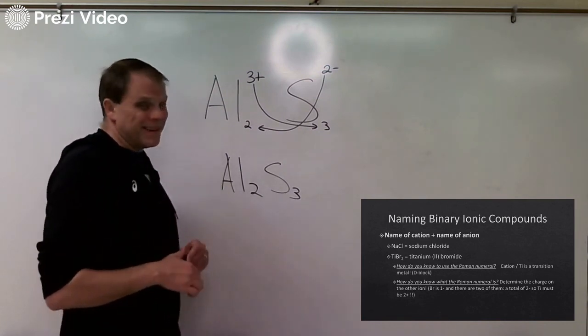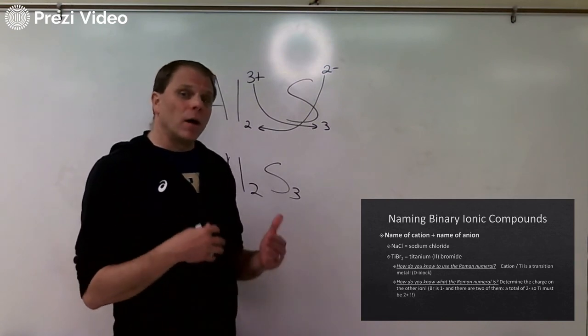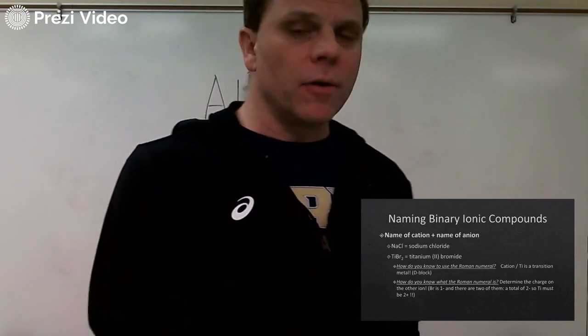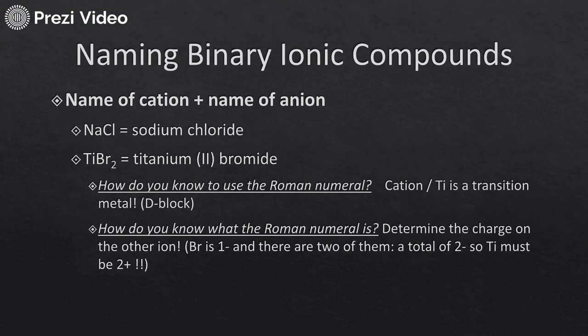Now we're talking about naming here, and so now we have to say, well, how do we name this? What is the name going to be now that we have figured out how to write it out? Okay, so the naming is really easy. Basically, you name the cation with its regular name, in this case, for instance, aluminum, and then you name the anion, but you put an -ide ending on the name of the anion. So sodium and chlorine become sodium chloride. Titanium and bromine become titanium bromide.